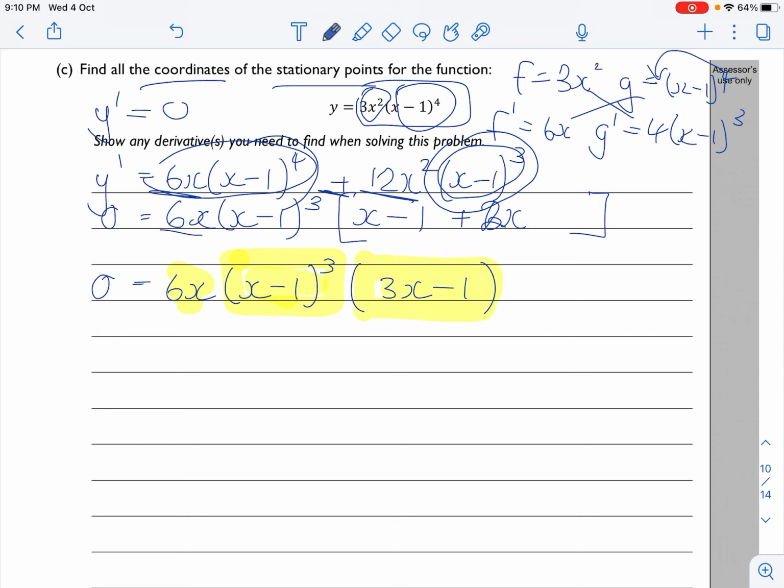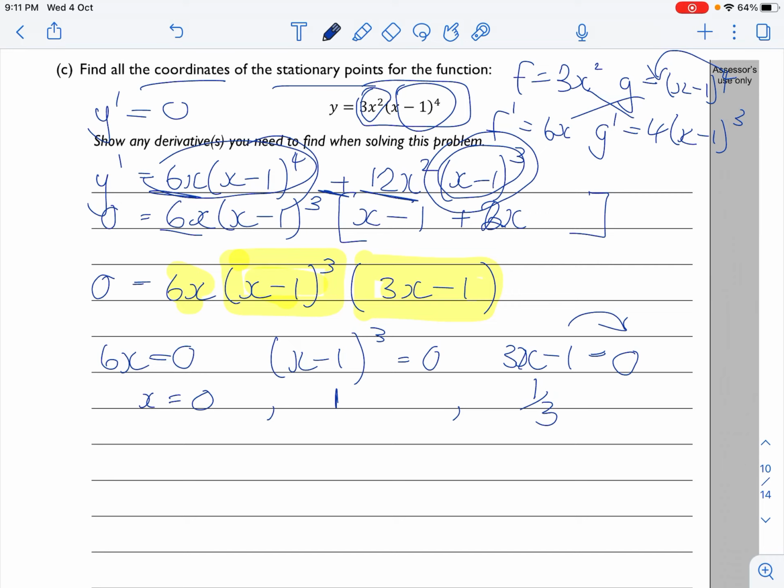So we let each of those things equal 0. So let 6x equal 0. We let x minus 1 to the power of 3 equal to 0. And we let the 3x minus 1 equal 0 as well. And so we get our values: x equals 0, x equals 1, and x equals, move the minus 1 over plus 1, and we get x equals a third. So those are our three stationary points.